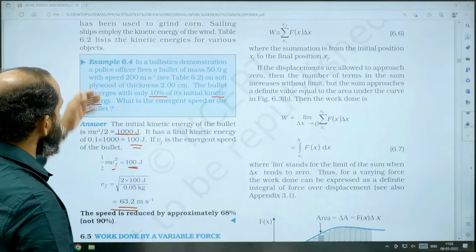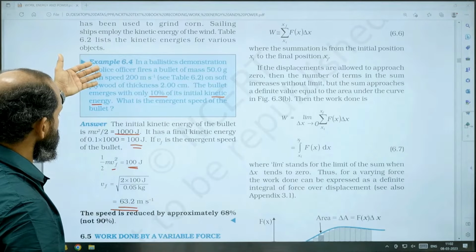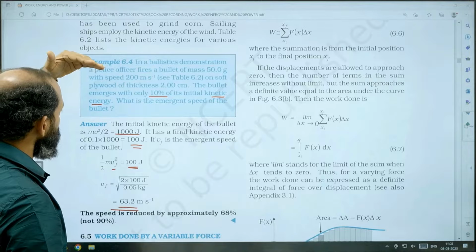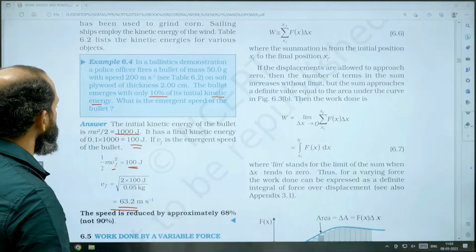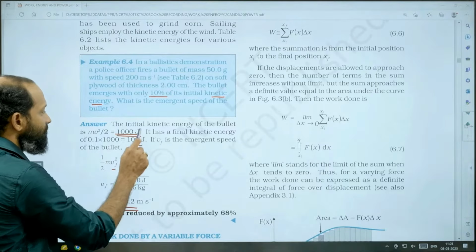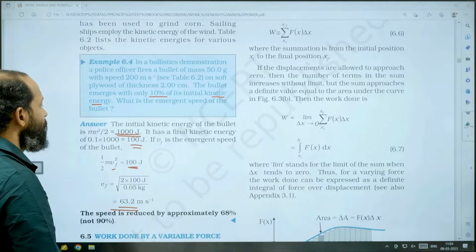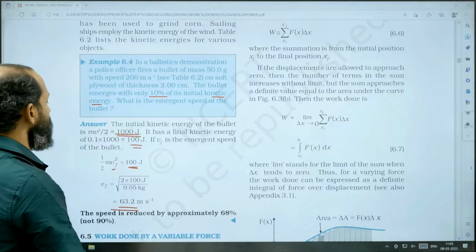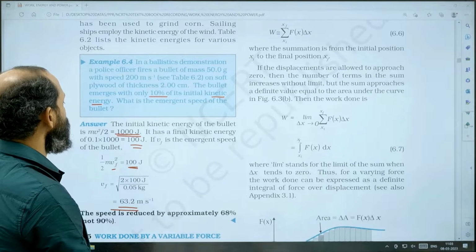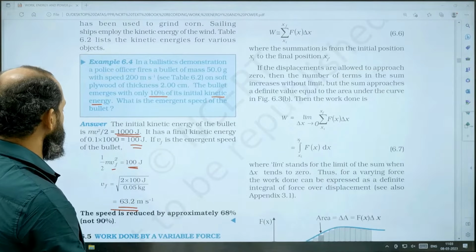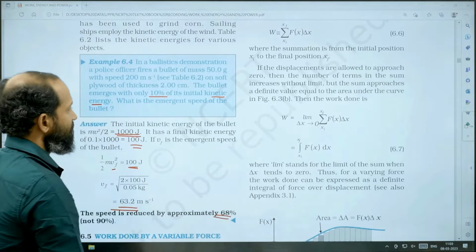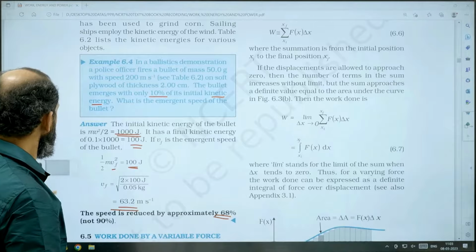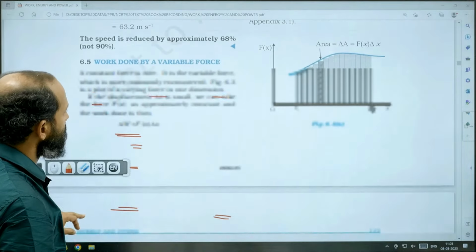So kinetic energy reduced by 90%. Initial kinetic energy was 1000, now it has become 100. That means it has reduced by 90%. And speed reduced by 68%. See that difference. That's a very important solved exercise here.